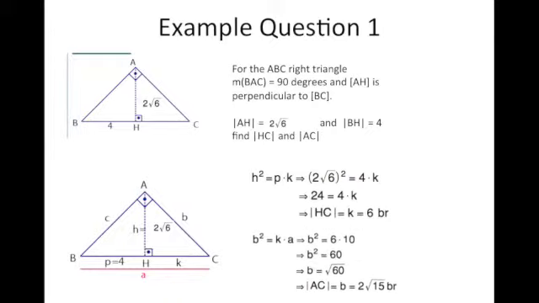And to find AC, we are going to use the formula B squared is equal to K times A. So if we put the values in, it will become B squared is equal to 6 times 10, which will become B squared is equal to 60. And if we find the square root of both of them, we will find B, which will be root 60. And if we simplify root 60, it will become 2 root 15, which is the value of AC.